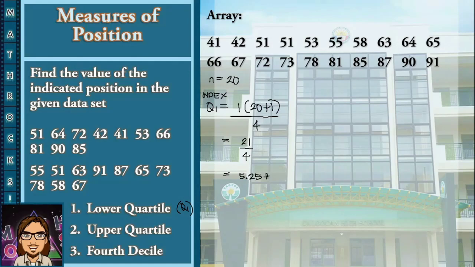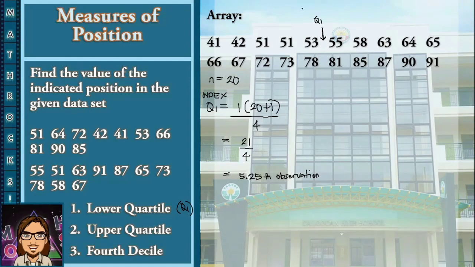So that means the location of the first quartile in the array is somewhere between the fifth and the sixth number. So counting, 1, 2, 3, 4, 5. This is the number in the fifth position, while this is the number for the sixth position. And with that, your quartile 1 is located somewhere between those two observations.